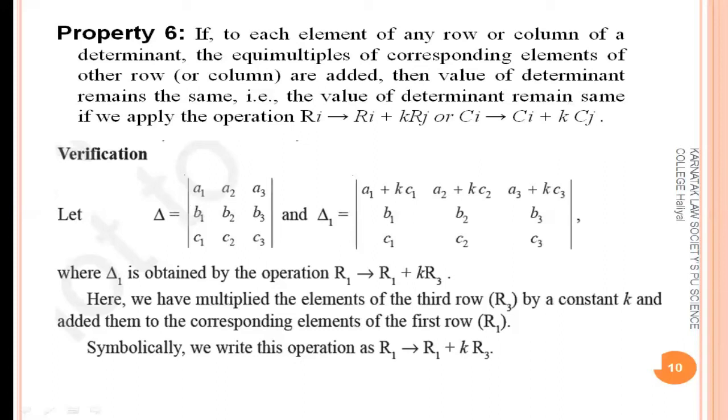A1 is normal as usual, delta is the given determinant, and delta 1 is given as A1 plus KC1, A2 plus KC2, A3 plus KC3. How is delta 1 obtained here? It's obtained by adding to the first row K times the third row, that is R1 plus K R3. All terms you need to add, that is A1, A2, A3 plus K added to the third row, C1, C2, C3. In this way, we will use the operations.